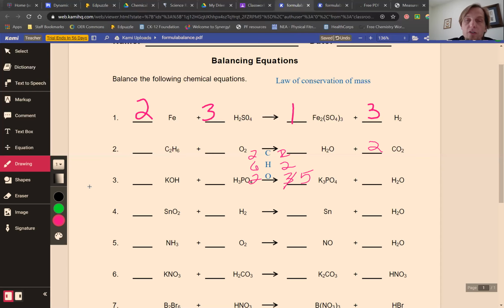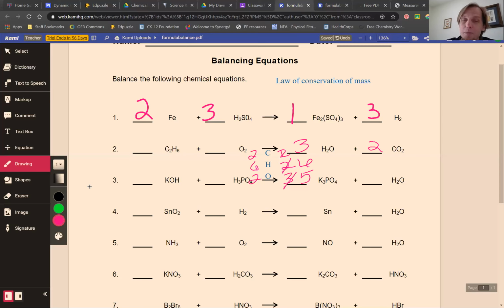Now, the hydrogen is still 2 and O, but we need more hydrogen over here. It looks like we need to have a total of 6, and there's 2. So if I multiply that by 3, 3 times 2 is 6, and then we have our 6 hydrogen. So far carbon's good and hydrogen is good. The oxygen is off.